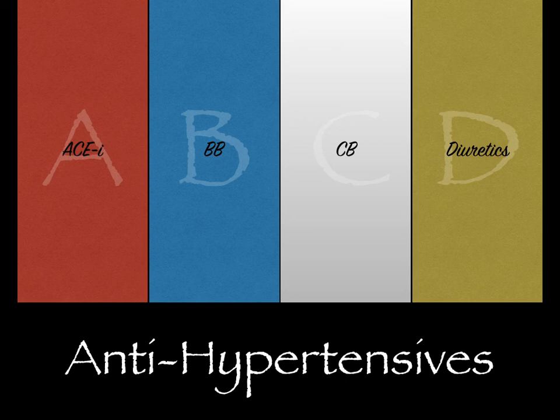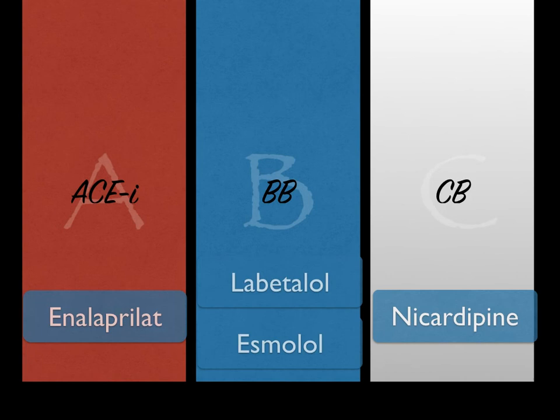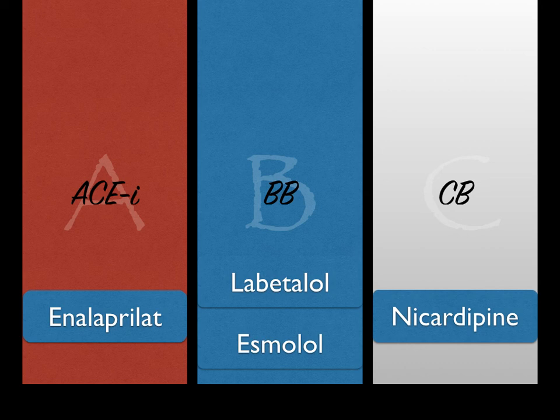ACE inhibitors, B for beta blockers, C for calcium channel blockers, and D for diuretics. Now, diuretics aren't going to be very helpful here because they take a while to work. So let's stick with our A, B, Cs. A for ACE inhibitor, B for beta blocker, C for calcium channel blocker.